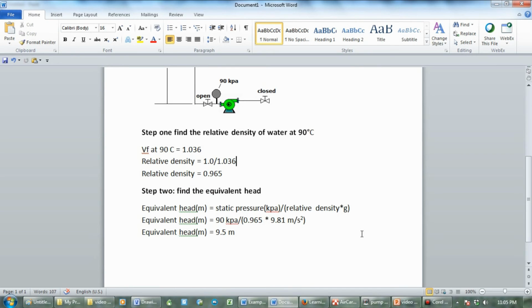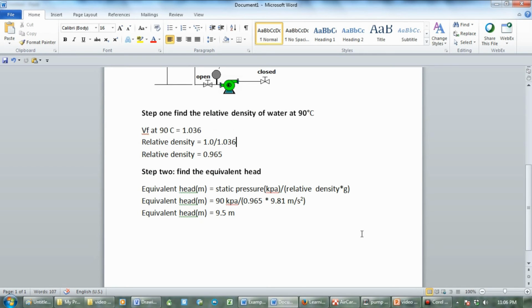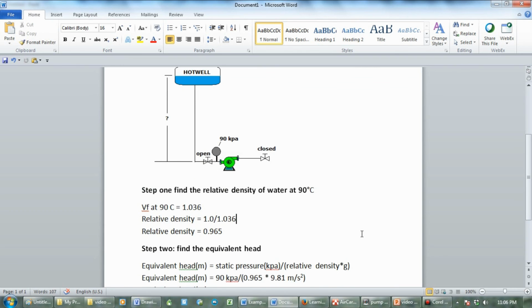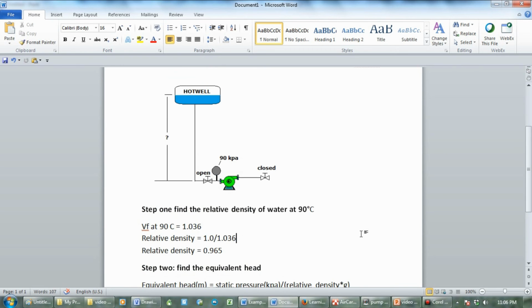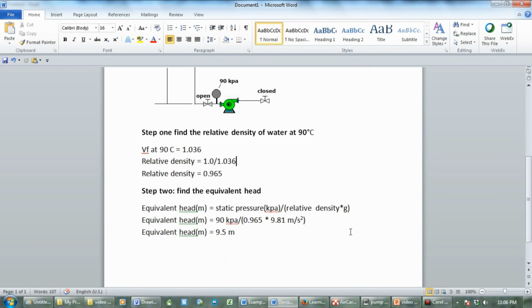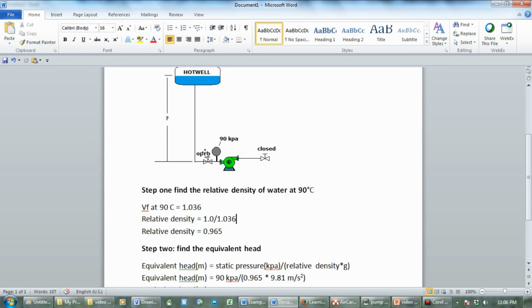Step 2, find the equivalent head. Equivalent head in meters equals the static pressure in kPa divided by the relative density times g. Equivalent head in meters equals 90 kPa divided by 0.965 times 9.81 meters per second squared. So the equivalent head in meters is 9.5. And what that tells us is that the level in the hot well is 9.5 meters above the pump suction.